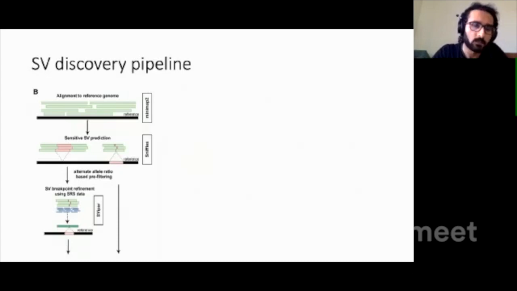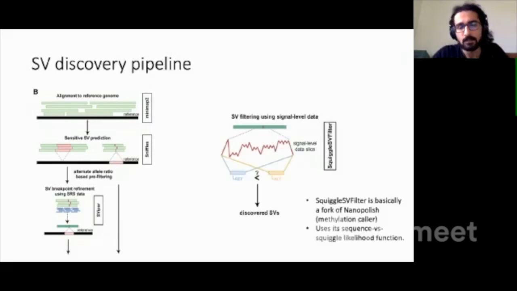From that, we also use a tool called Svimmer to do SV breakpoint refinement using short read sequencing data if we can. In a number of situations, short read sequencing is not helpful, but in several other places it is. And when we have both of those data, we're finally passing them through a tool we call Squiggle SV filter. It's basically a fork of Nanopolish.